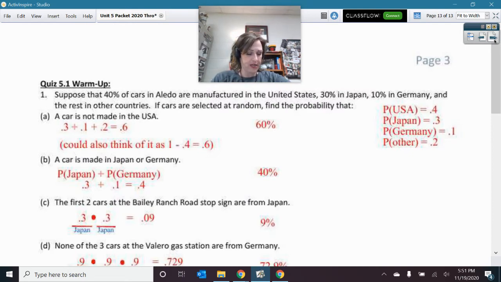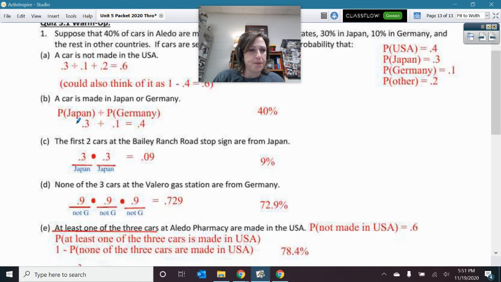All right, now here we go. We've got our cars here in Alito: 40% of the cars in Alito are manufactured in the U.S., 30% Japan, 10% Germany, and the rest are other countries. Okay, so we've got that out here. Cars not made in the USA is 60%. That's all these others, Japan or Germany, or you can add those two together.